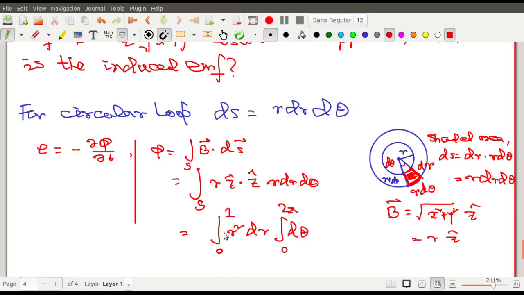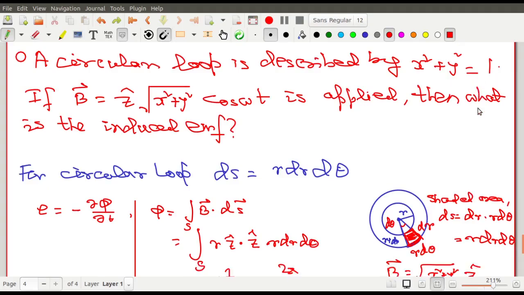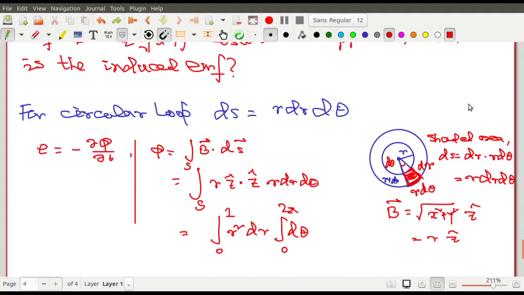How do I understand 0 to 1? Because this is given by the equation x square plus y square equals 1 square. So 1 is definitely the radius of the circle. But one thing I want to warn you about, which students generally make a mistake: many students write over here, instead of x square plus y square, in the next line they just write 1 z cap. They put the value of r to be 1.